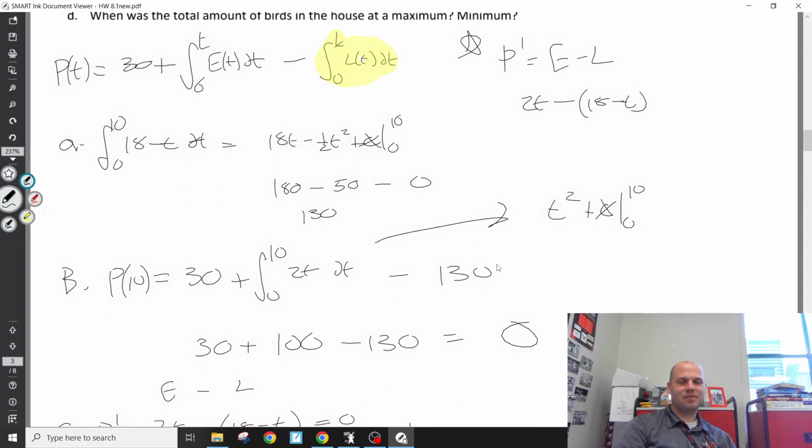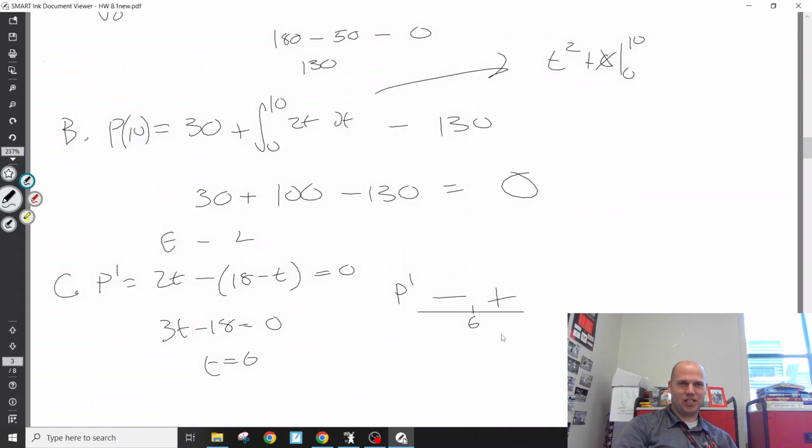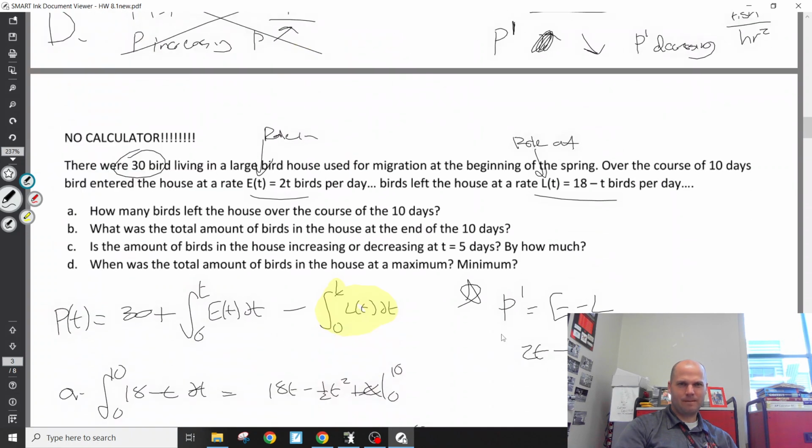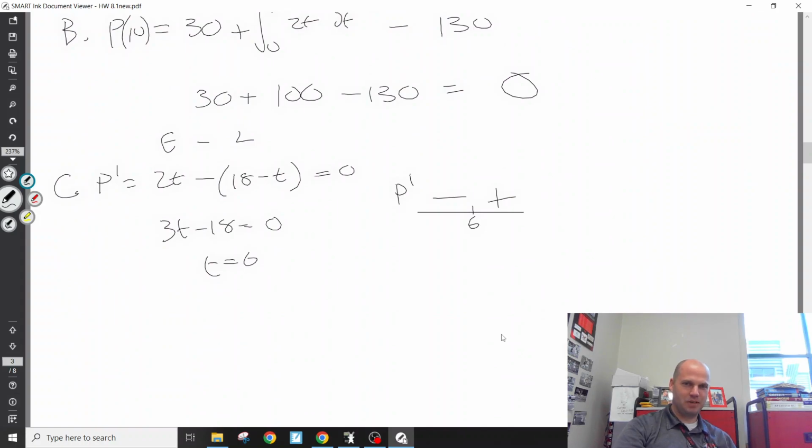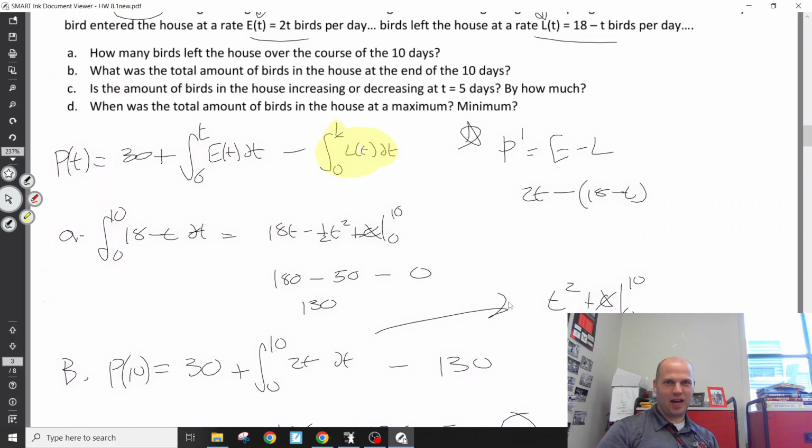Why is that concerning? Because I know my population at time 10 is 0, which means there's going to be a point in time where there's negative birds. Let's not worry about it. Because I end up at a population of 0, P of 10 is 0, I'm going to have to go into negative bird land pretty quickly. Don't worry about it. Are we increasing or decreasing at t equals 5?